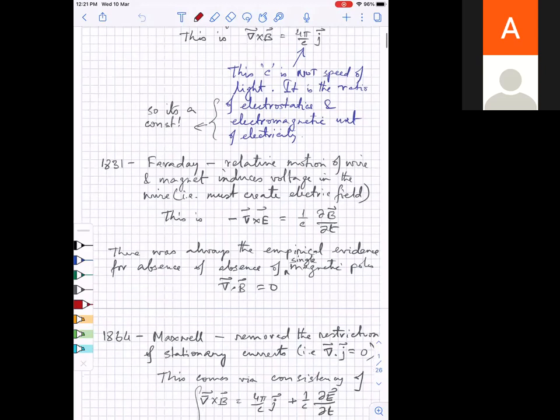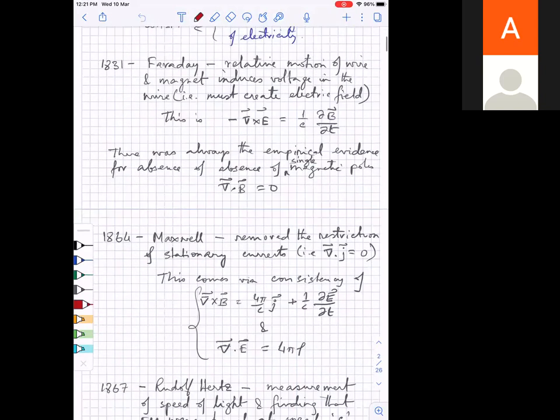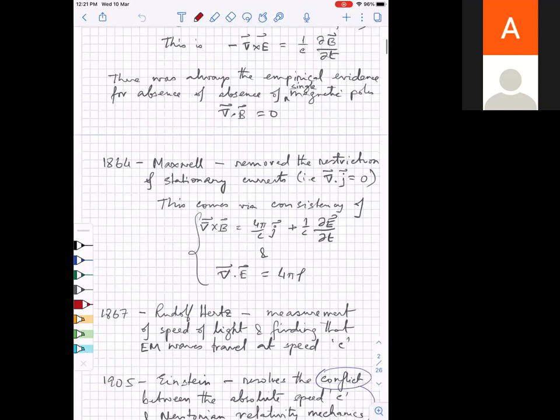So when Maxwell comes in, another 30 years later, he removes the restriction of stationary charges. Stationary charges means the divergence of J is zero. So he removes this restriction. Then he modifies the first two equations, and so the consistency comes in this form. Okay. So you have another part over here. And at the same time, Heinrich Hertz measures the speed of light, and finds that the electromagnetic wave travels at a speed which is the same as the speed of light.